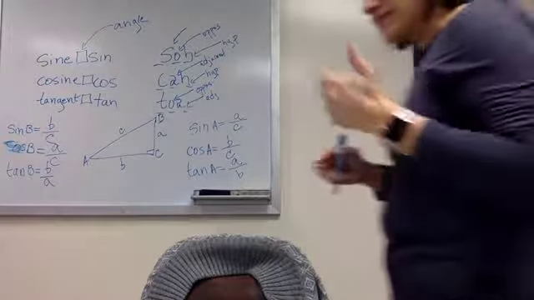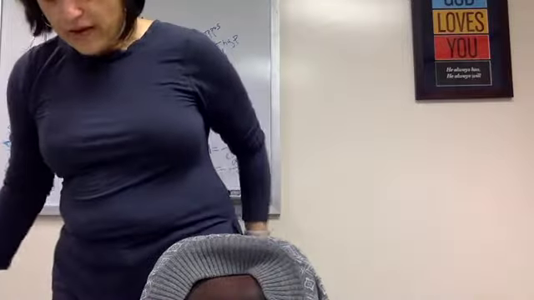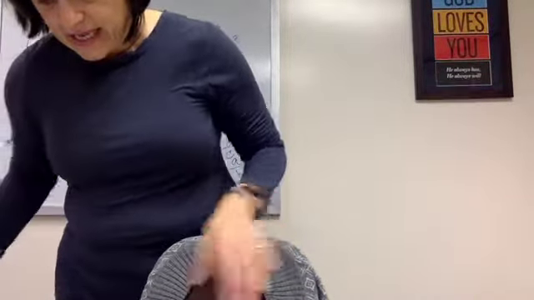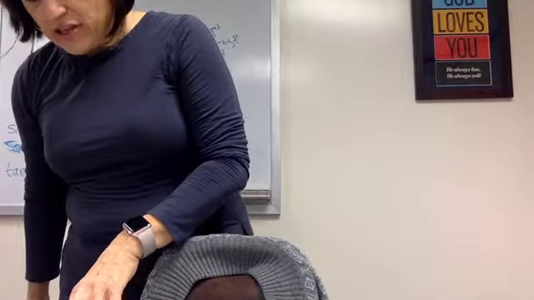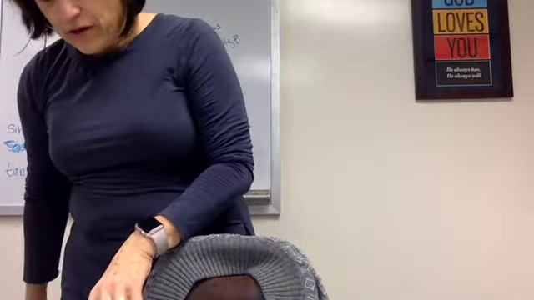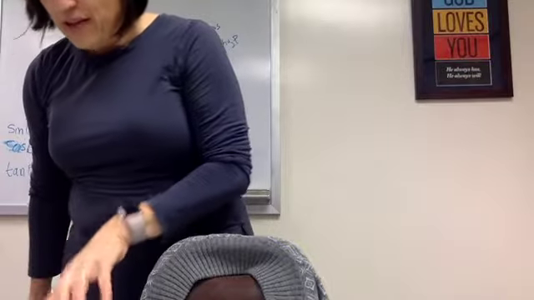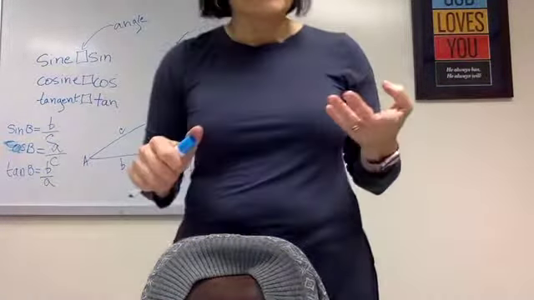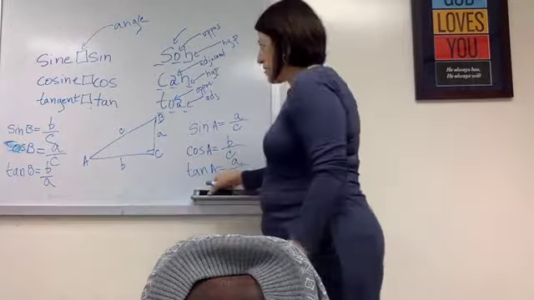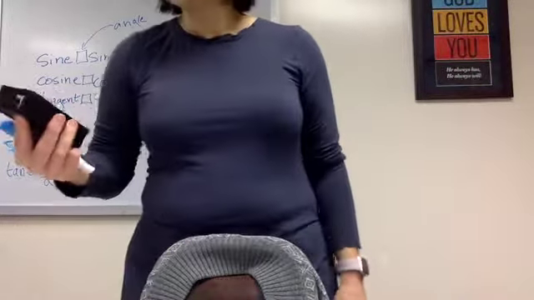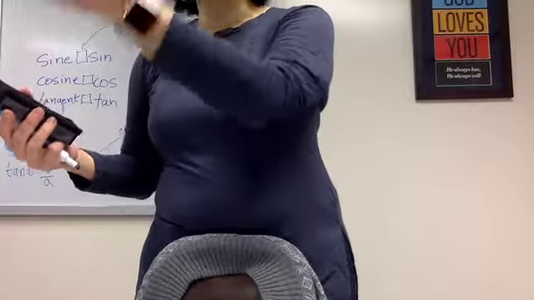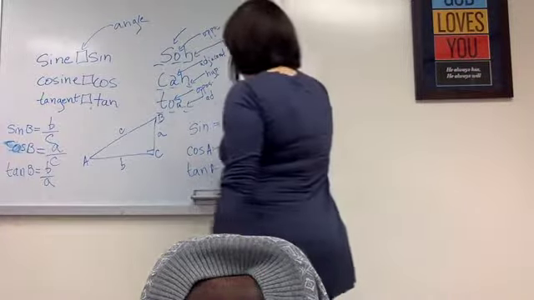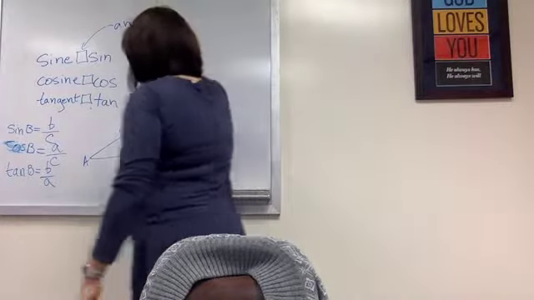All right, so let's try to do this with something real. Let's look at example 1. It says compare the sine, cosine, and tangent ratios for angle A in each triangle below. They're telling you right off the bat that you're dealing with similar triangles. So what does that mean if they're similar? They're proportional and all their angles are congruent.